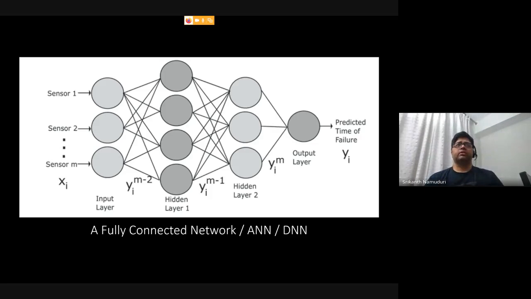So again, to clarify some terminology, some papers refer to this as a fully connected network. Some papers can refer to this as an ANN or an artificial neural network, and some places you will see this being referred to as a DNN or a deep learning neural network.